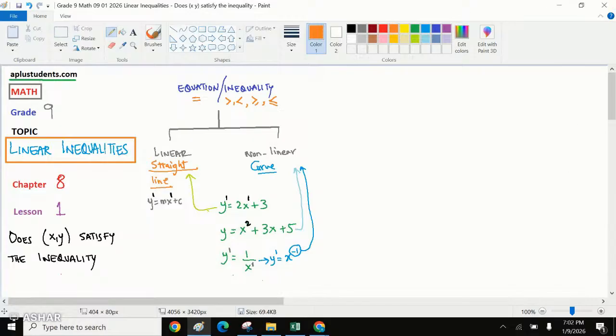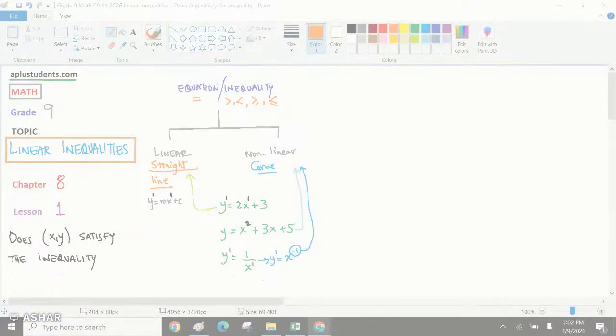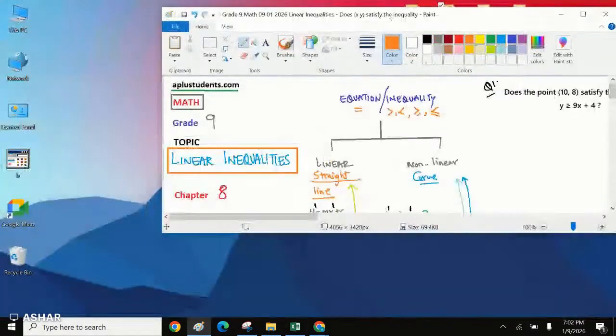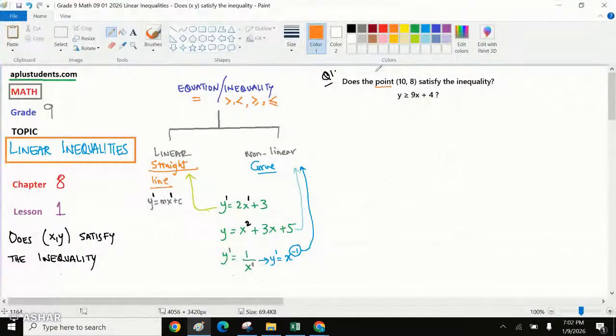Okay. So let's look at the question. The first question says, does this given point, or coordinate, satisfy the inequality? A point is also known as a coordinate. For question number 1, the word point on the xy axis is also known as a coordinate. It is also known as a vertex.